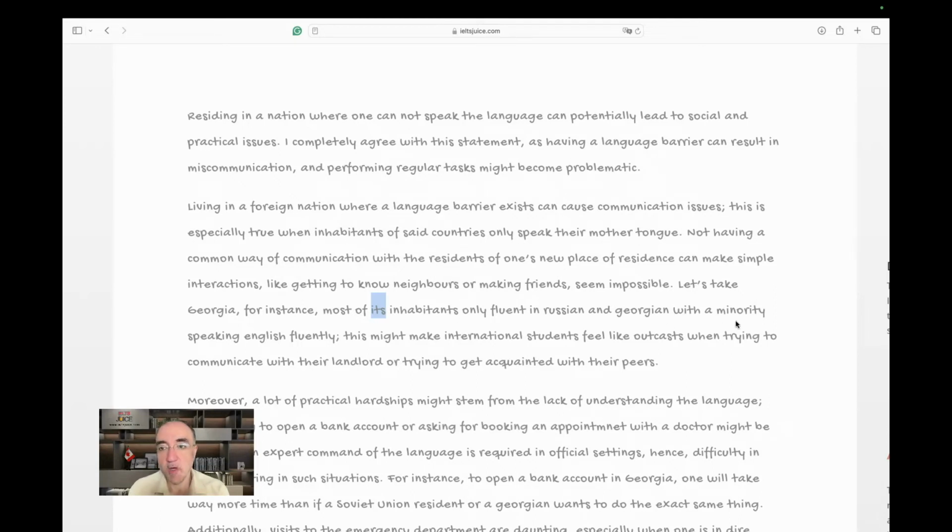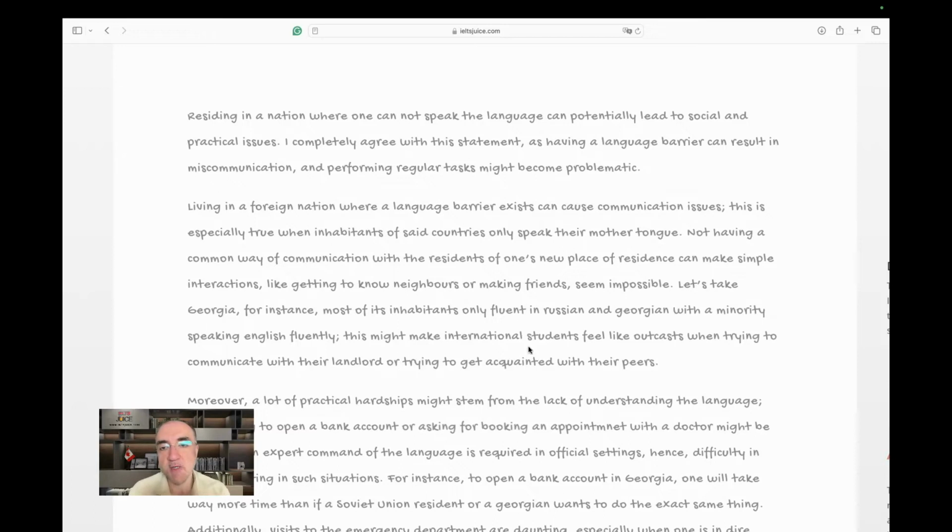With a minority speaking English fluently, I like this. I like the word minority. I like this structure, speaking English fluently. Speaking, the ing form, short form, who speak English, now it turns into speaking. That's good control over an advanced grammatical structure.